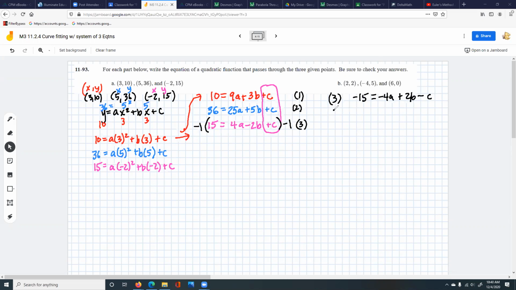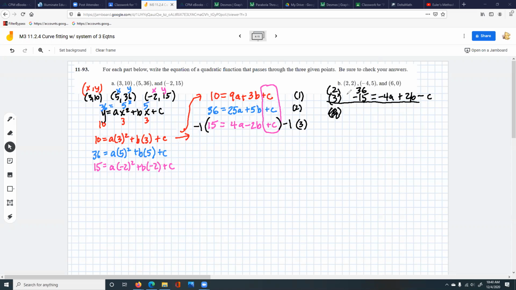And then I'm going to use equation 2 here. Okay, I'm going to do 2 and 3, add these together to get rid of the c's once I multiply this by negative 1. So I wanted to put that one on top. I'm going to put equation 2 on top here. Squeeze it in there. Sorry about that.